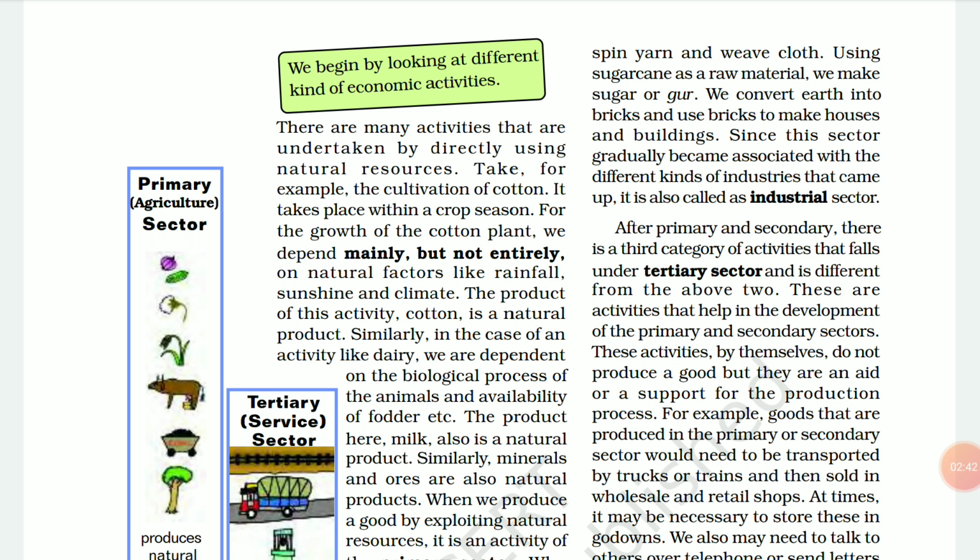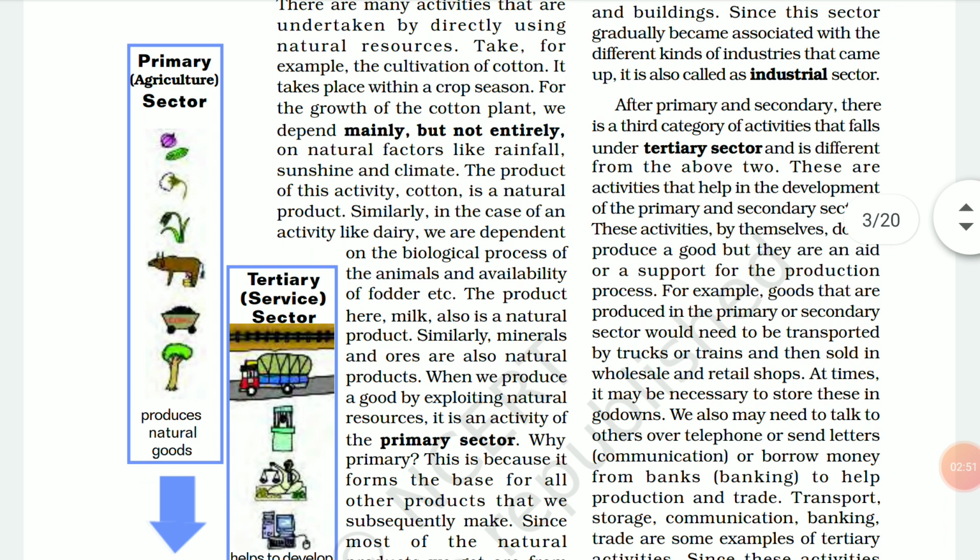Similarly, in the case of an activity like dairy, we depend on biological process of animal and availability of fodder, etc. The product here, milk, is also a natural product. Similarly, minerals and ores are also natural products. When a good is produced by exploiting natural resources, it is the activity of the primary sector.